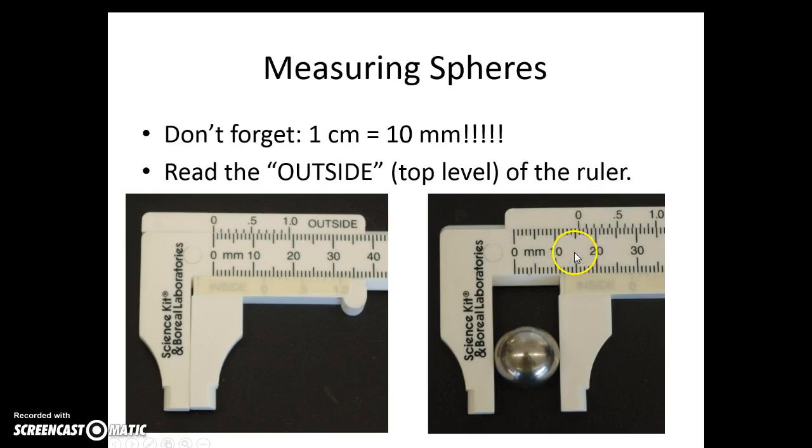The caliper is going to give you a measurement in millimeters. Remember that 1 centimeter is equal to 10 millimeters. Remember that your scale is going to give you an answer in centimeters. So this actually would be 1.6 centimeters if I'm counting in centimeters. It's important to keep those straightened out with each other. Again, I just want to remind you, you're reading the part that says outside. It's the top level of the ruler.